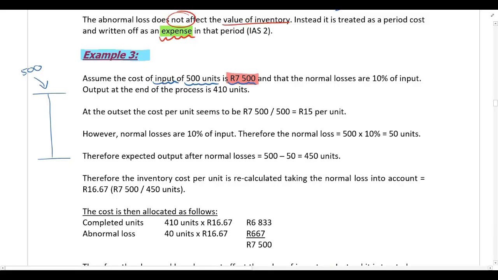Normal losses are 10% of our input. So that's our normal loss. So the normal loss that we are going to have over here, if it's 10% of the units that are put into production, the normal loss is going to be 50 units.